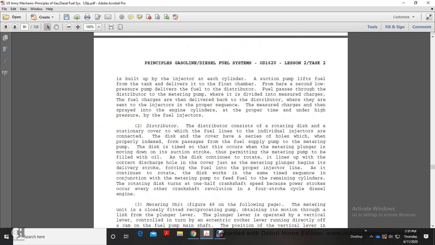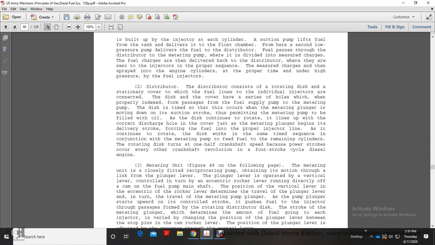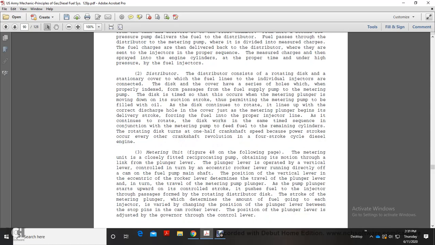Fuel passes through the distributor to the metering pump, divided into measured chamber charges. Fuel charges are delivered back to the distributor, where they are spread to the injectors in proper sequence. The measured charges are then sprayed into the engine cylinders at the proper time under high pressure by the fuel injectors.